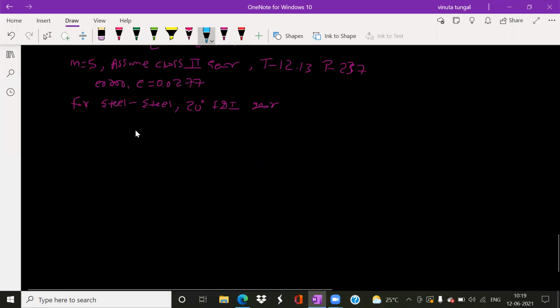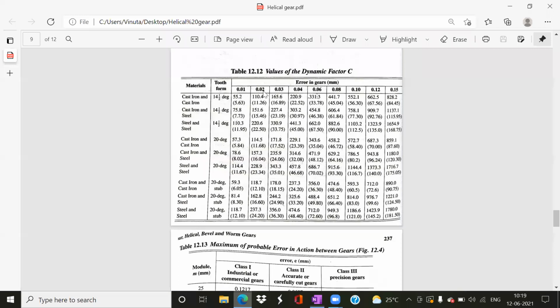Therefore, this is E and this is C. For 0.02, but our value is 0.0277. For 0.02 error, the material is steel, and whatever the angle is, it is 20-degree, correct? For 20-degree and error 0.02, how much is the value? It is 228.9. All of you getting this? Yes or no? Yes, sir. Okay, note down that.